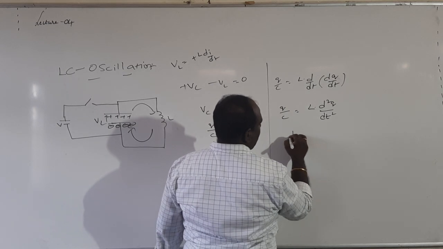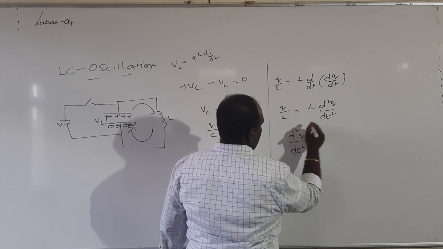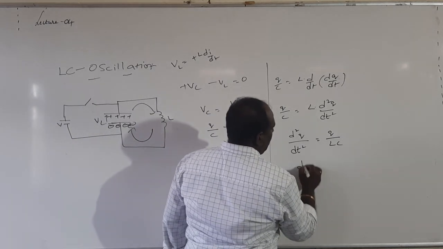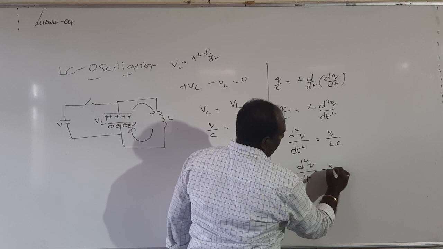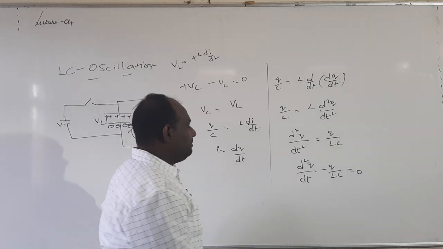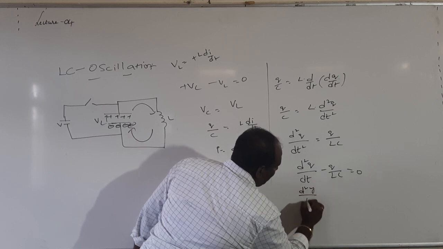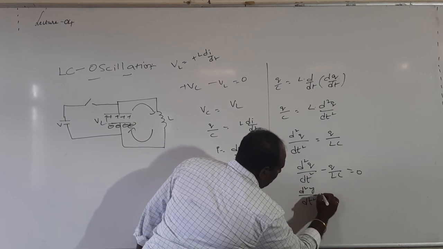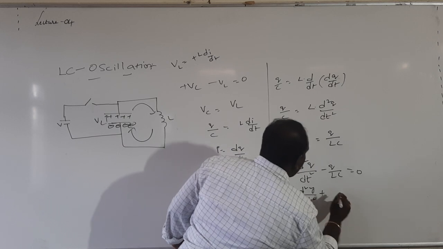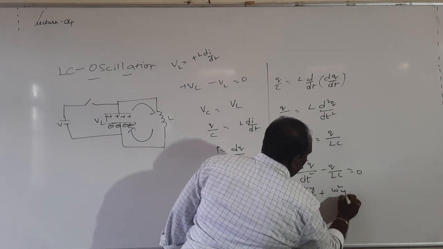Bring this L to this side: d square q by dt square equals q by LC. Then d square q by dt square minus q by LC equals 0. Sir, this equation resembles the equation of SHM. What is the equation of SHM? I can write d square y by dt square plus omega square into y equals 0.